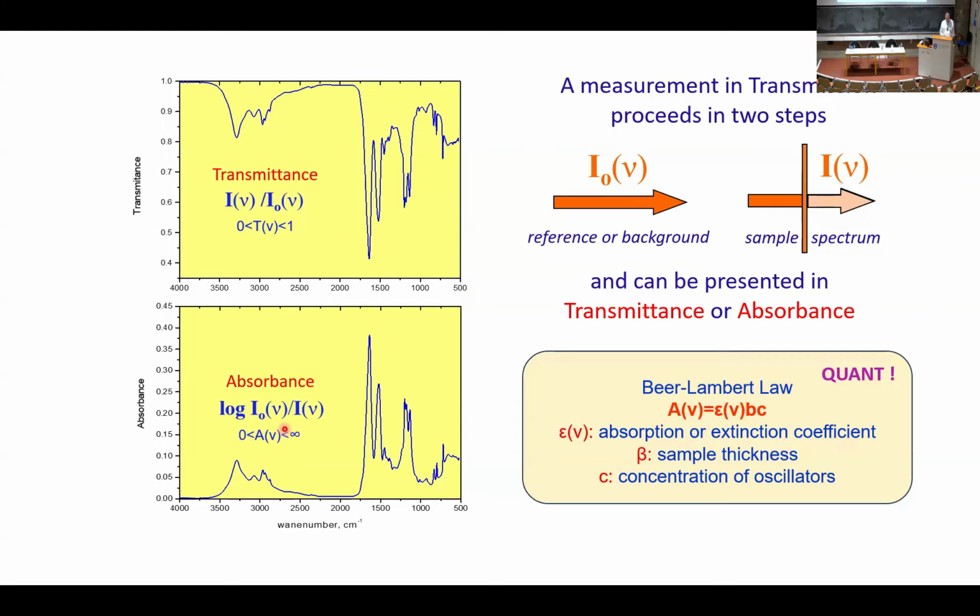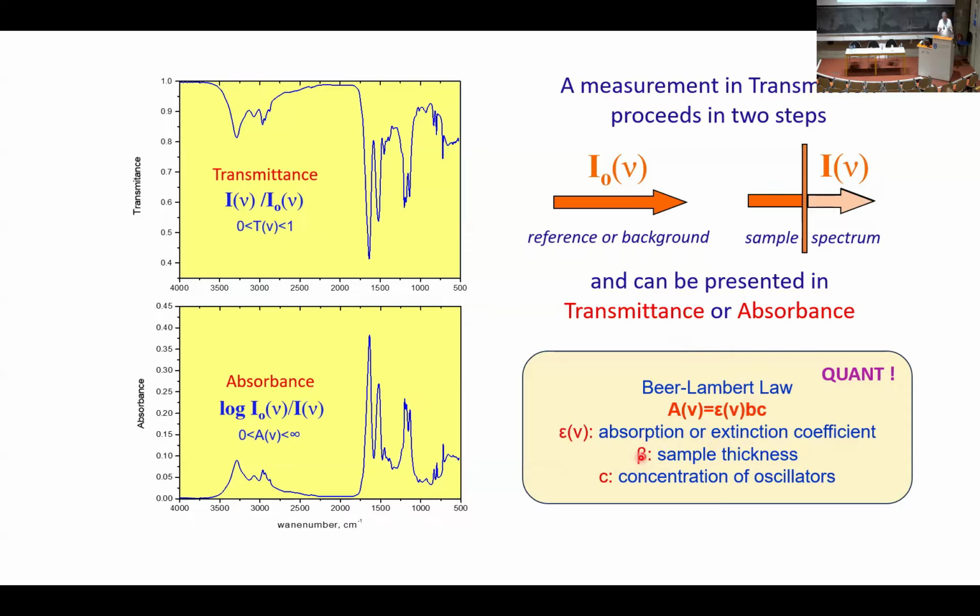And why would I suggest that? Because it is absorbance that shows up here in the Beer-Lambert law. The Beer-Lambert law says that the absorbance of the sample at any frequency nu equals the absorption coefficient or extinction coefficient, which is this epsilon, which is a function of frequency, and it is characteristic of the material, times B, which is the sample thickness, sorry for the beta here, this is B, times C, which is the concentration.